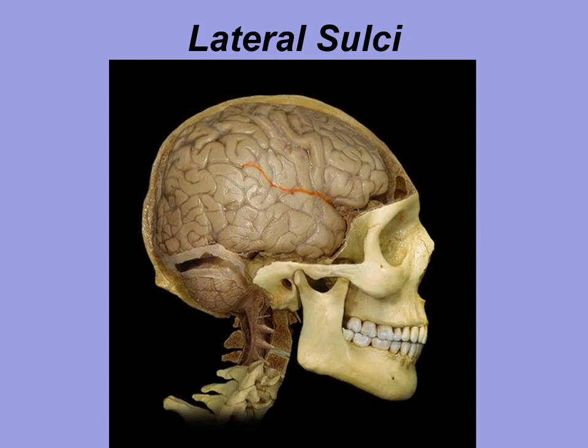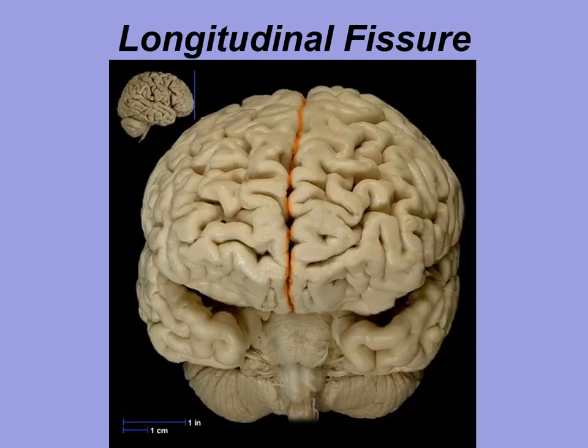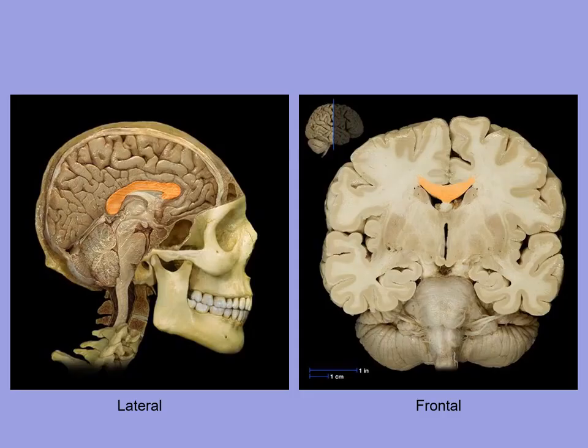We'll go through different components and you'll see they are highlighted. The central sulcus from the lateral and the superior view. The longitudinal fissure is the deepest one that separates the two different hemispheres. The corpus callosum is this bridge of nerve fibers that connects the left and right hemispheres together. Once again, this is showing the corpus callosum from different viewpoints.